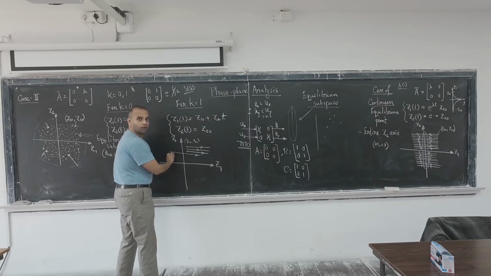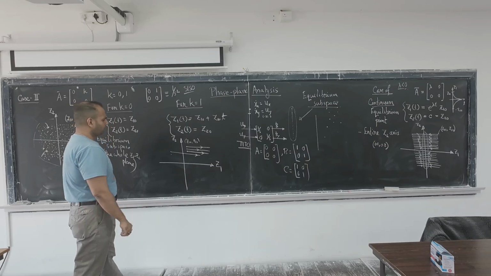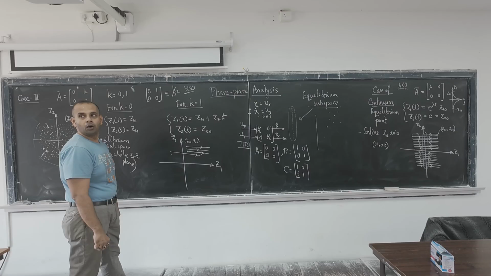Left side. If Z2 not is negative, Z1 not is going in the negative direction. But here it's positive. Z2 is positive, yes. So it will go right side.